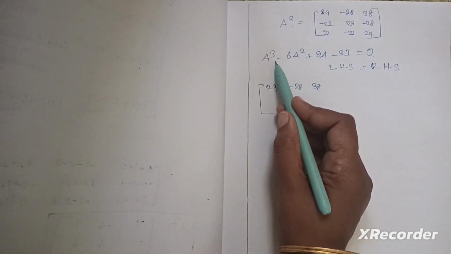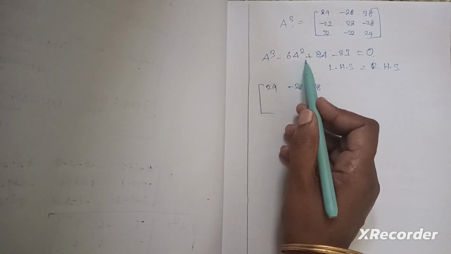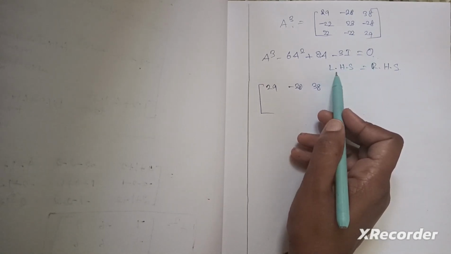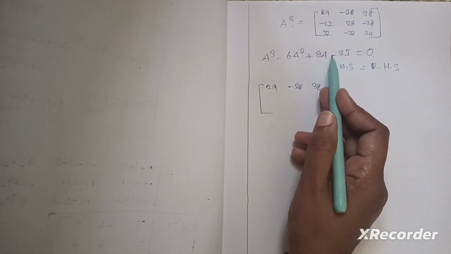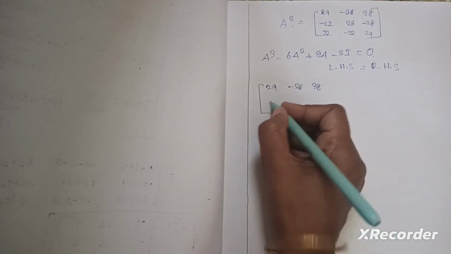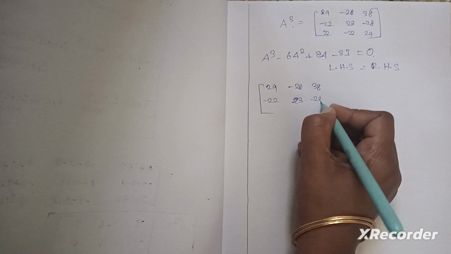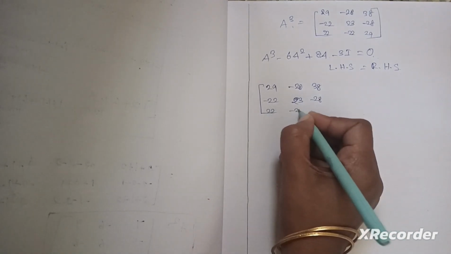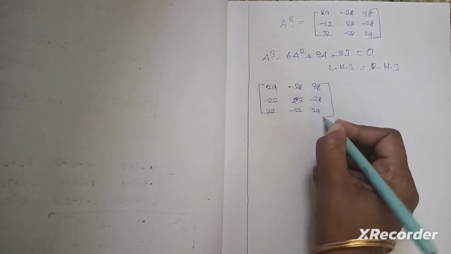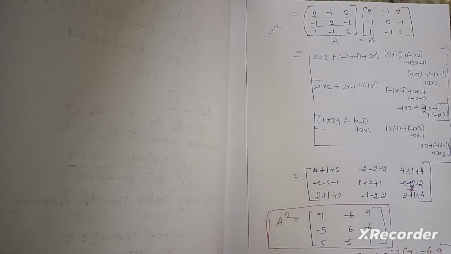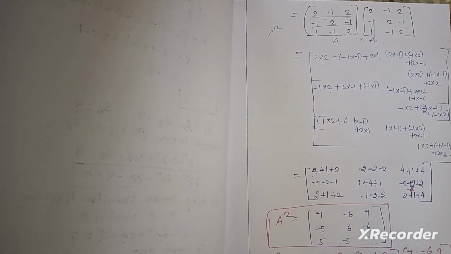So in this equation, A cube minus 6A squared plus 8A minus 3A equals 0. Left hand side equals right hand side, which means we have to prove it is 0. So for A cube we write 29 minus 28 38, minus 28 23, minus 28 22, minus 22 29. Next minus 6 into A squared. What we have to find is the A squared value: 7 minus 6 9.